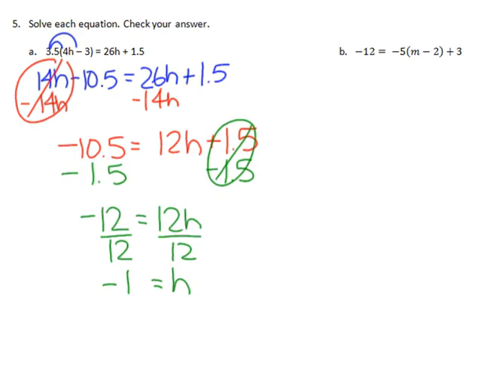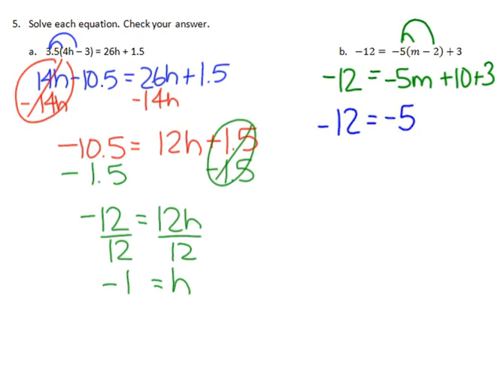On part B, we're also going to start with distribution. So I'm going to start on the right-hand side. Negative 5 times m is negative 5m. Negative 5 times negative 2 is positive 10. And then I'm going to bring down the plus 3 equals negative 12. Then I'm going to combine like terms. So this will become negative 12 equals negative 5m plus 13.